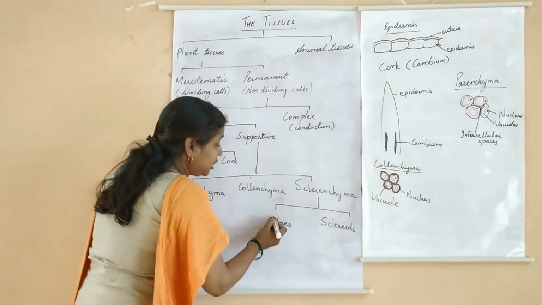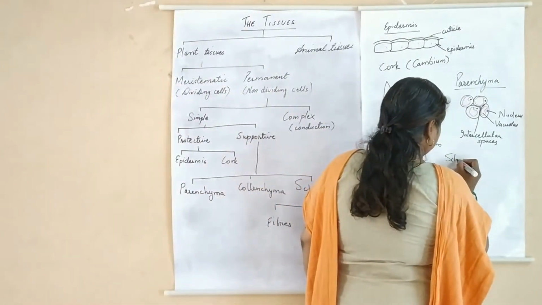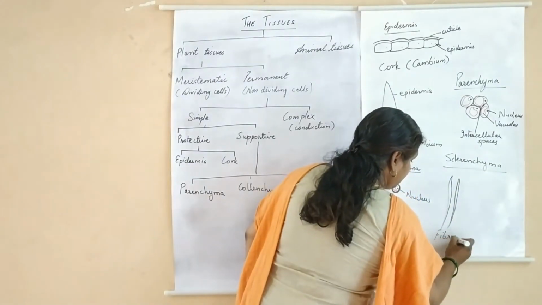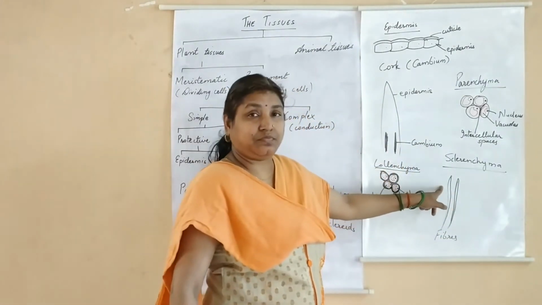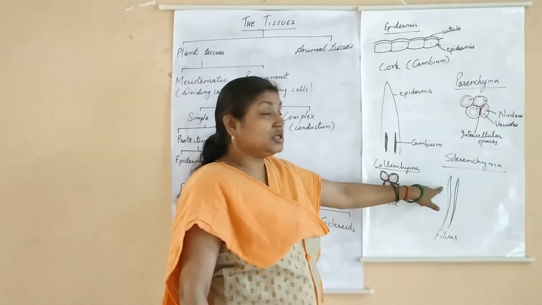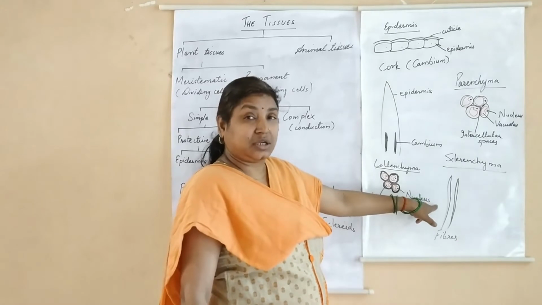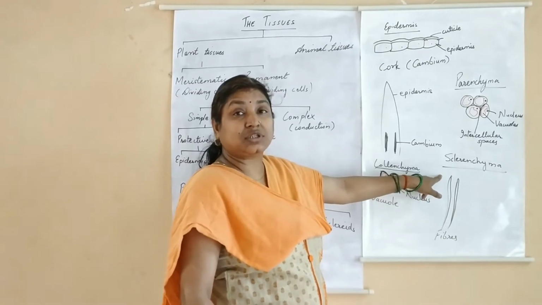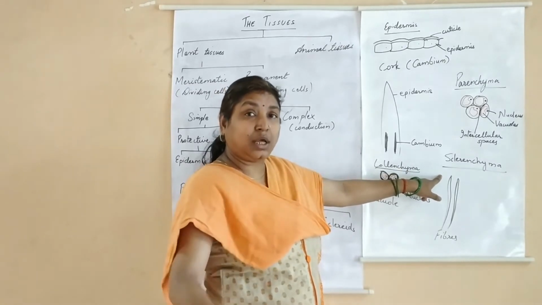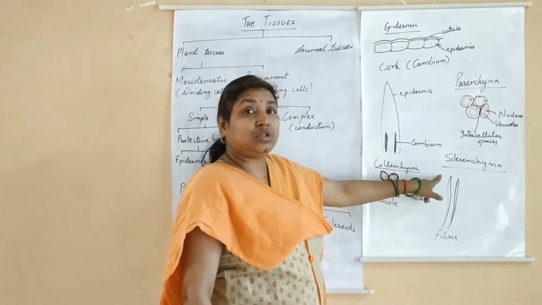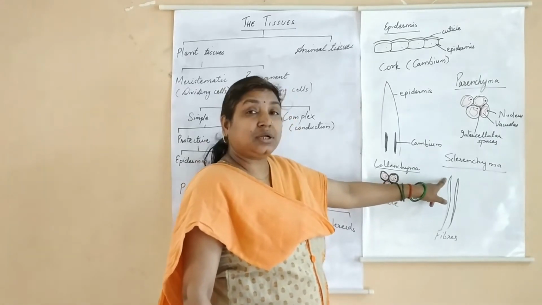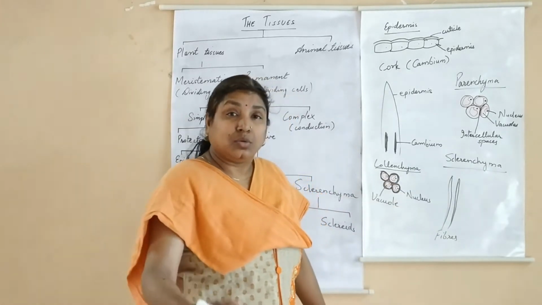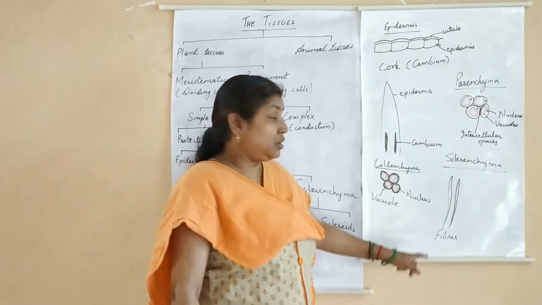So how do they look? When we talk about sclerenchyma fibers, they are elongated cells with thick lignified walls. The cell wall has deposition of lignin. So they are very thick and they are present around the vascular bundles. These fibers are used for making jute bags, ropes and all.